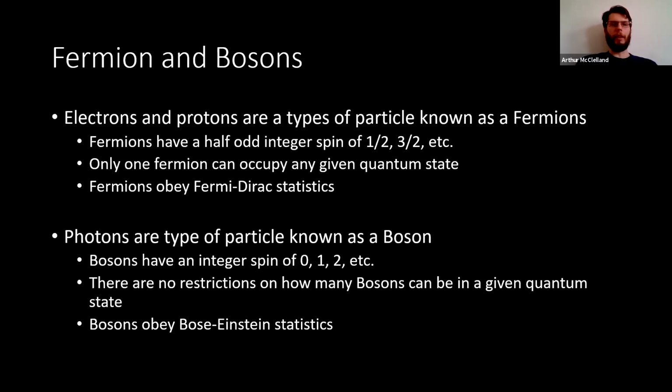Photons, on the other hand, are a type of particle known as a boson. Bosons have integer spin: 0, 1, 2, etc. There are no restrictions on how many bosons can be in a given quantum state, and bosons obey Bose-Einstein statistics. I'm not going to go into Bose-Einstein statistics in this talk. It's not important for what I'm trying to get through.